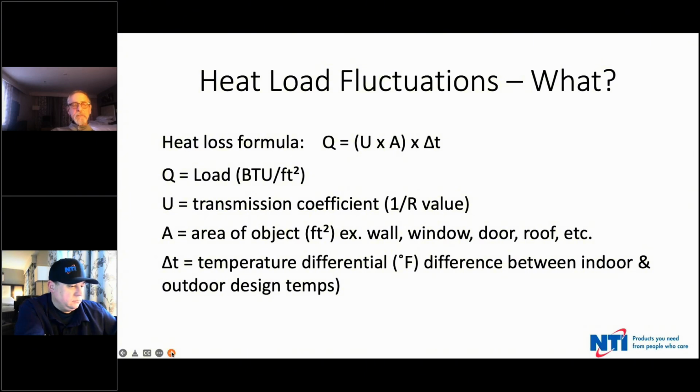U value. A is the area that you're looking to calculate the heat loss through, whether it's a wall, a window, a door, a roof. And honestly, to do a building, you have to look at it component by component, because every one of these, the wall, the windows, the roofs, the doors, every one's got a different R value, and consequently a different U value. And delta T is the temperature differential between what you want to be maintaining indoors and what you're designing for outdoor.